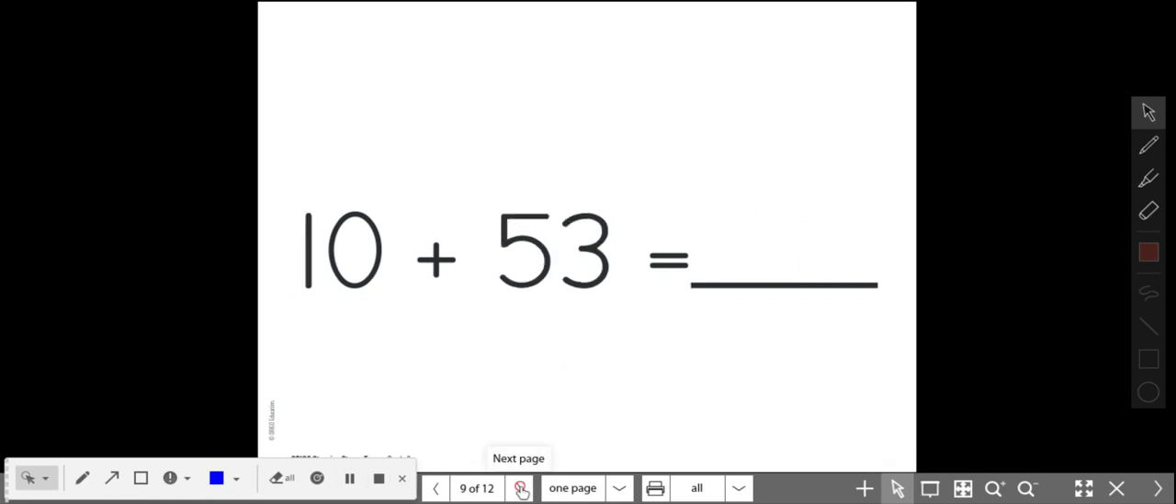Just a couple more. 10 plus 53. 1 plus 5 equals 6. 3 plus 0 equals 3.